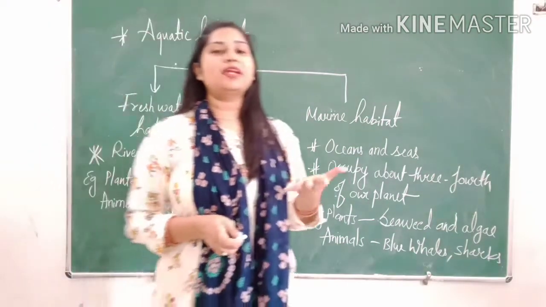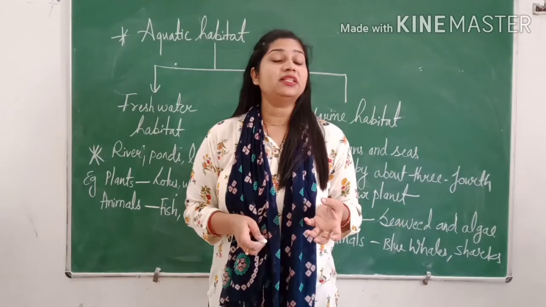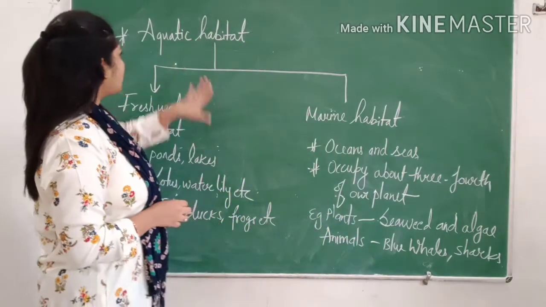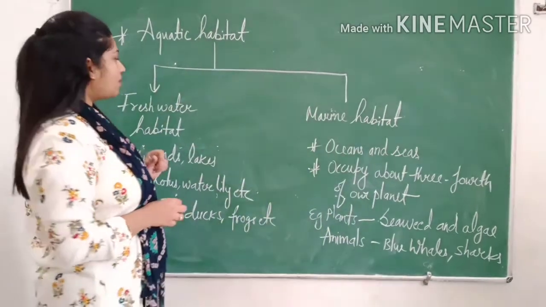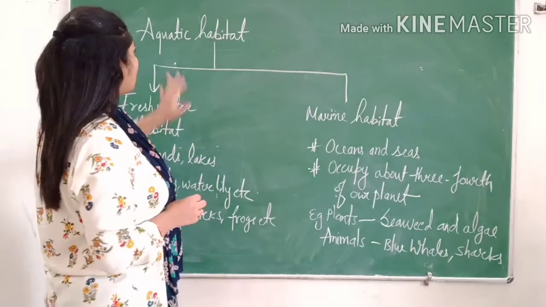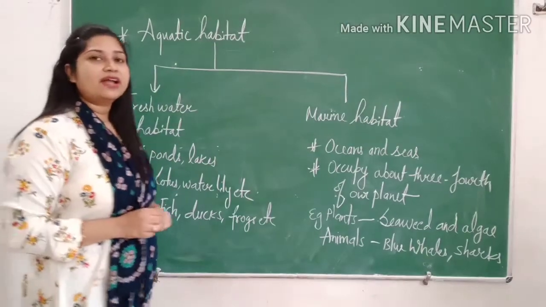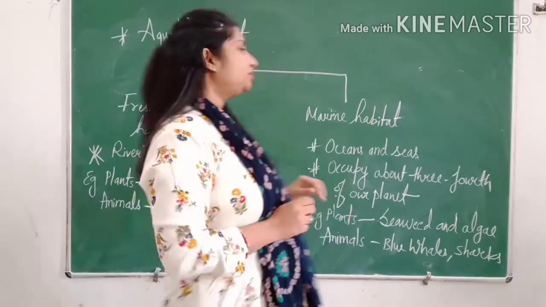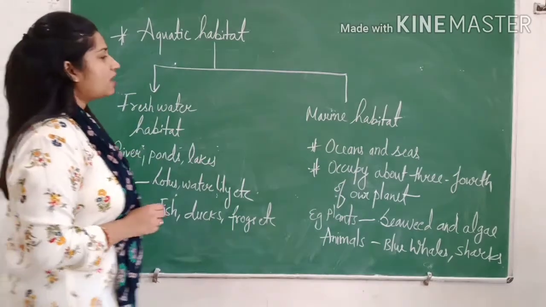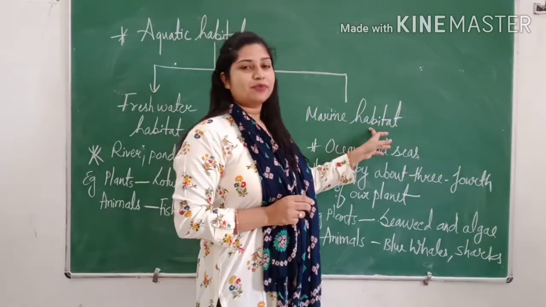So aquatic habitat means what? Aquatic means in water. So here we will discuss the plants and animals that are present in water. Now this aquatic habitat can be divided into two types. Number one, freshwater habitat, and number two, marine habitat.